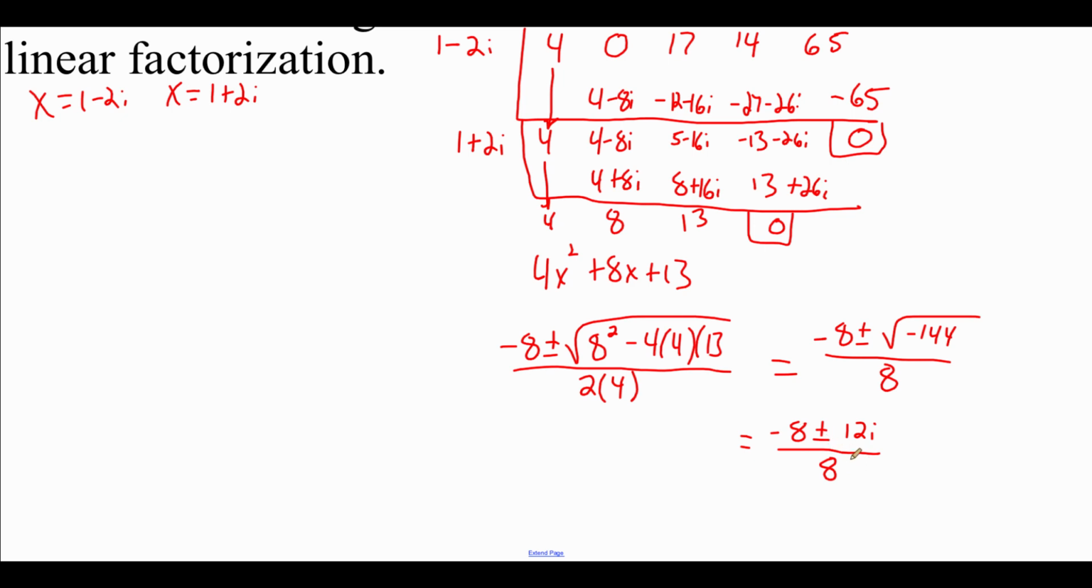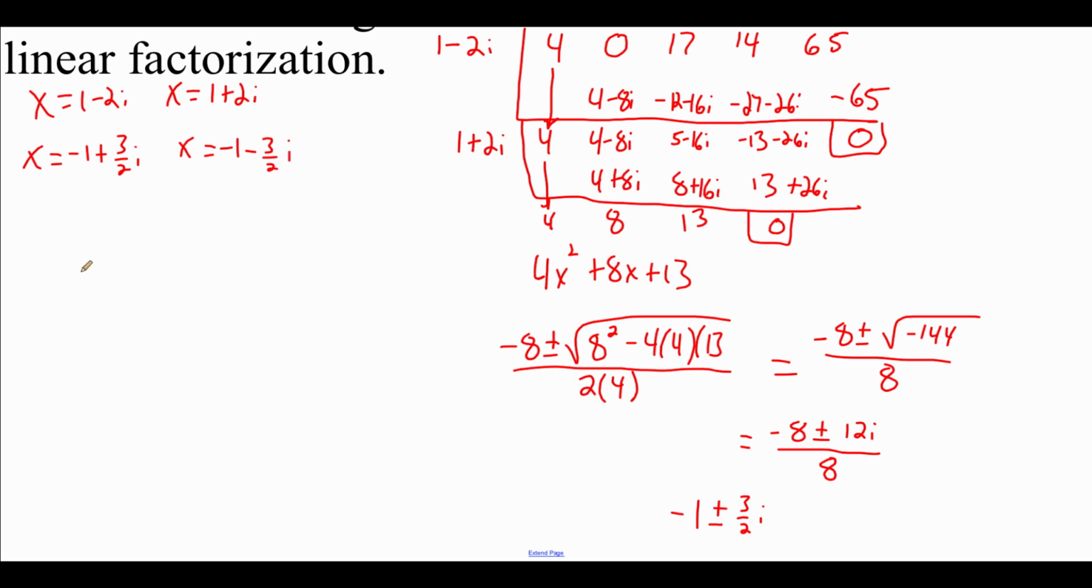Now I can think about simplifying this down a little bit further. -8 divided by 8 is -1, and I've still got my plus and minus in there. But if I take the 12i divided by 8, I'm going to be able to reduce down that fraction to being 3/2 i. So as far as my other zeros, I'm going to have a 0 at x equals -1 plus 3/2 i, and I'm also going to have a 0 at x equals -1 minus 3/2 i.